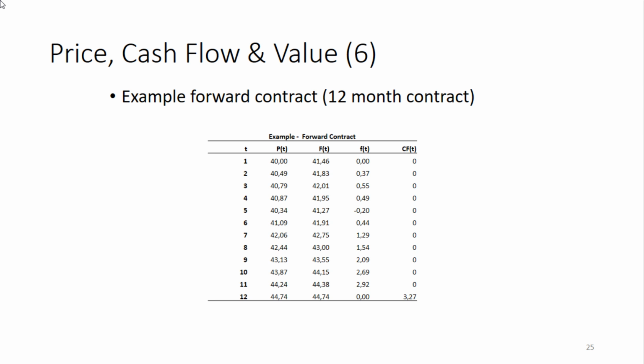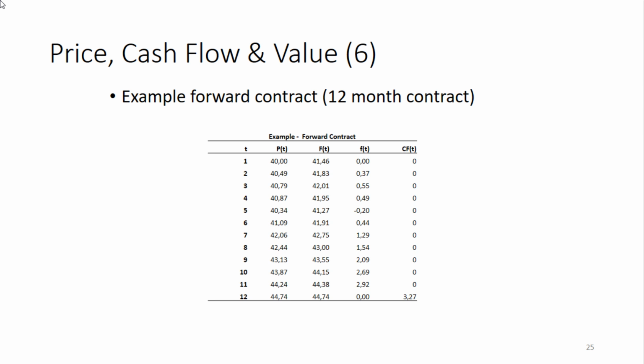So what it really means is that if at time 1 I want to enter into a forward contract to apply for moment 12, so that's the maturity moment, then I could agree upon a price of 41.46, where both parties agree to buy and sell at time 12 against a price of 41.46. And it's a fair contract because the fourth column shows the value of the contract, the small ft, and that value is 0. And then the last column shows the cash flow that is associated, which is 0.